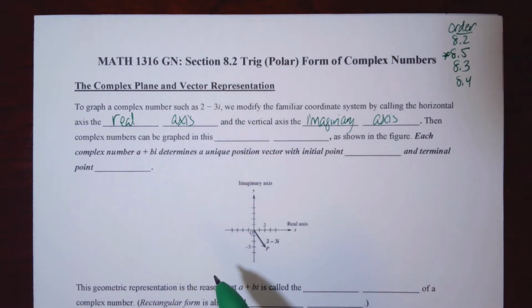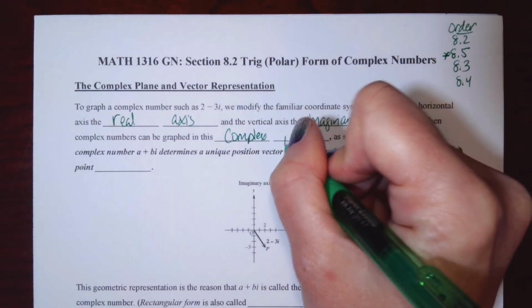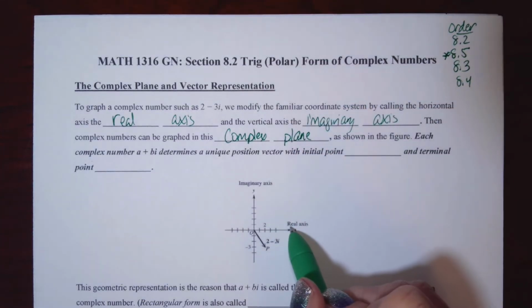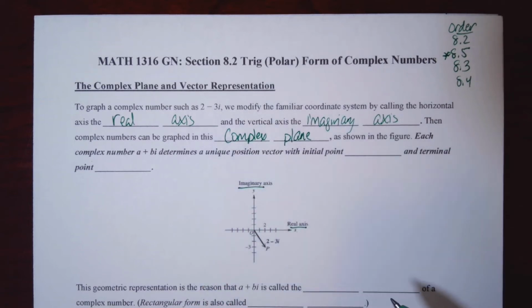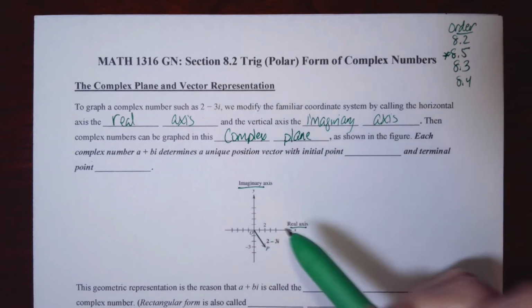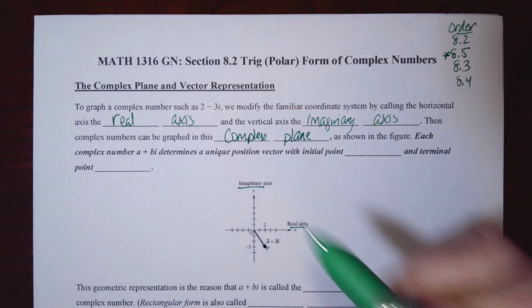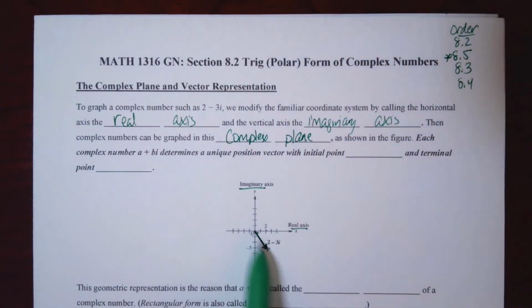Then our complex numbers can be graphed in this complex plane, as shown in the figure. So we've got our horizontal axis as the real axis, our vertical axis as the imaginary axis, and when we are graphing this number 2 minus 3i, we go to positive 2 for the real part and negative 3 for the imaginary part. That is where my vector will terminate. Now, a vector is just a directed line segment. So I start at the origin and I draw an arrow out to that point, to negative 3.